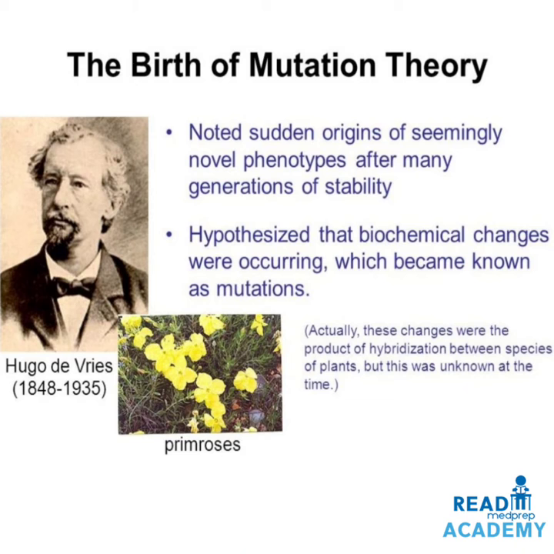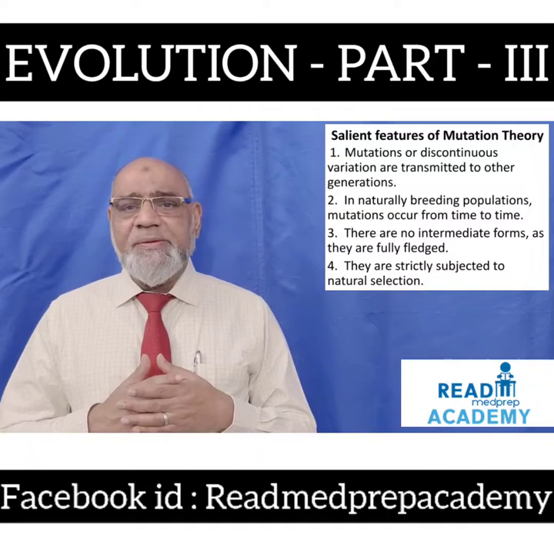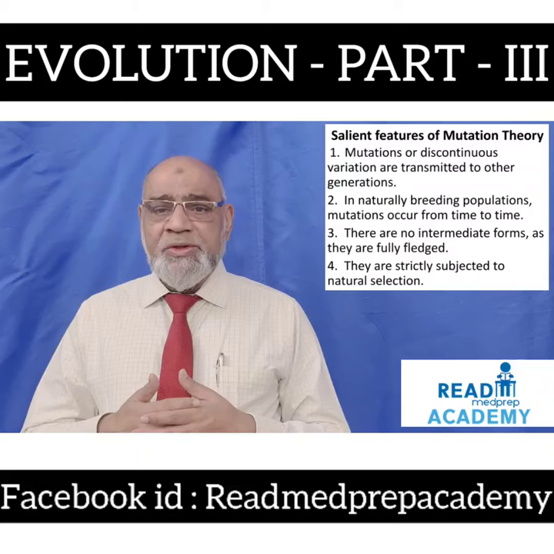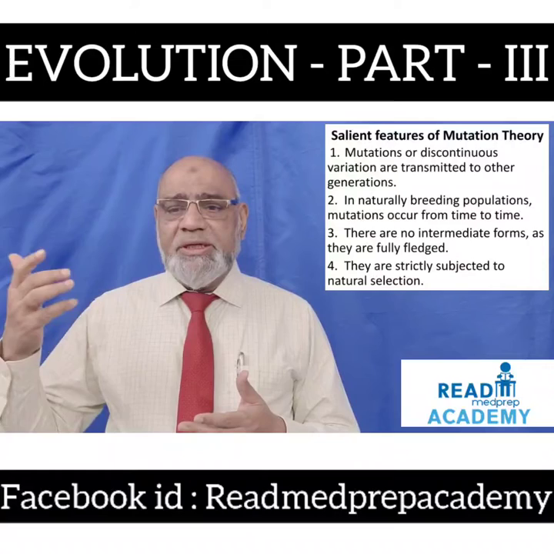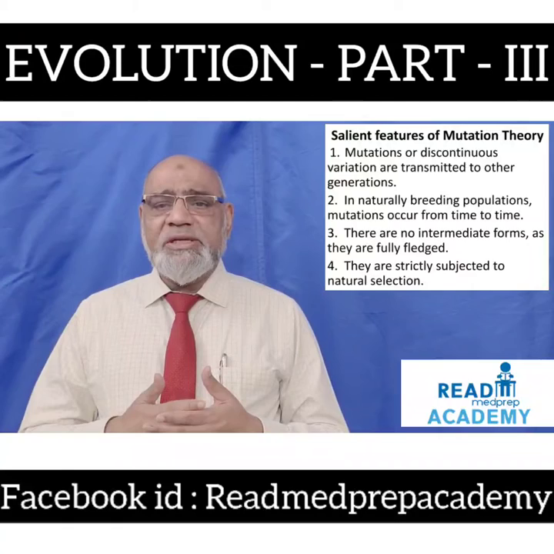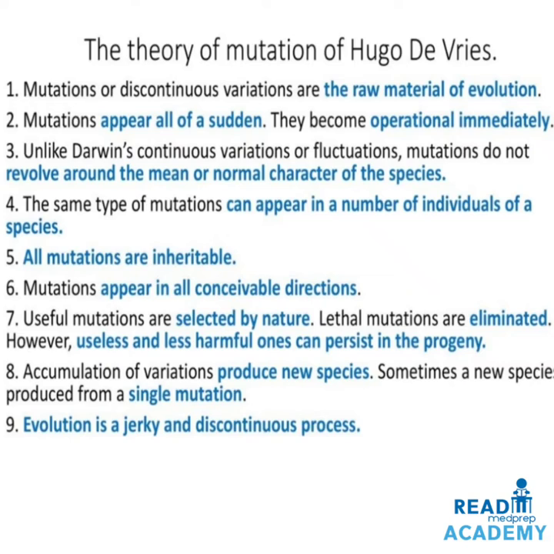What are the salient features of mutation theory? Mutations are discontinuous variations and are transmitted to other generations. In naturally breeding populations, mutations occur from time to time. There are no intermediate forms as they are fully fledged. They are strictly subjected to natural selection. To sum up the mutation theory of Hugo de Vries, mutations are discontinuous variations and are the raw material of evolution. Mutations appear all of a sudden. They become operational immediately. Unlike Darwin's continuous variations or fluctuations, mutations do not revolve around the mean or normal character of the species. The same type of mutations can appear in a number of individuals of a species.